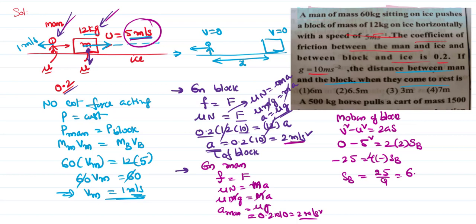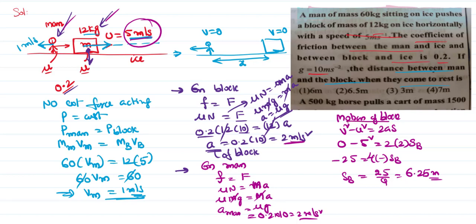That is, 6 4s are 24, and then 10 is there. 4 2s are 8. Then 20. So the distance moved by the block is 6.25 meters.